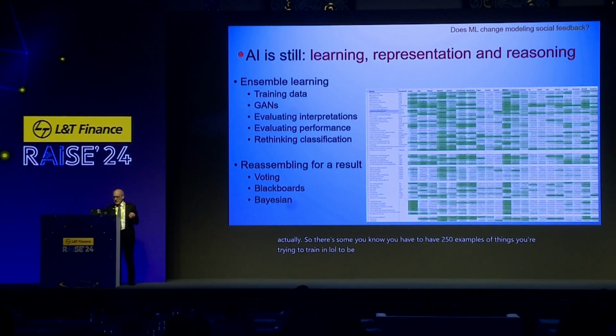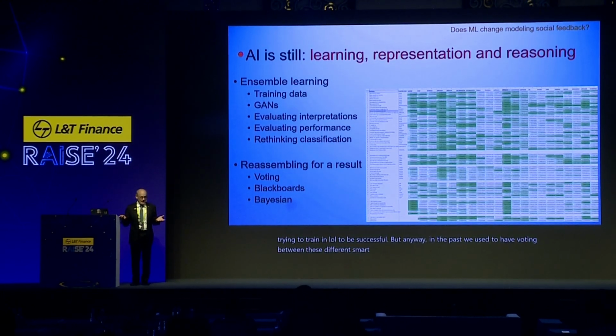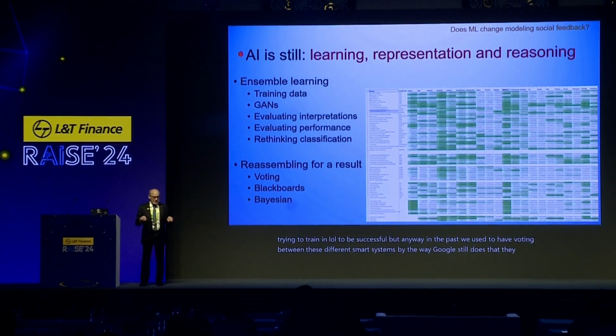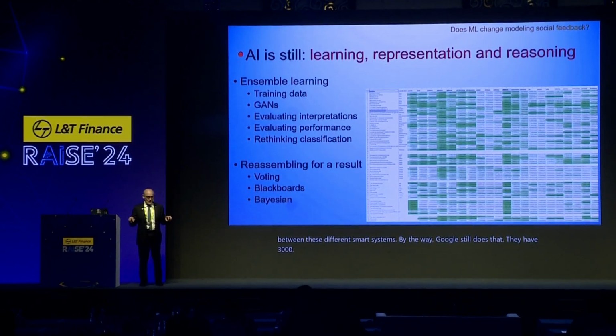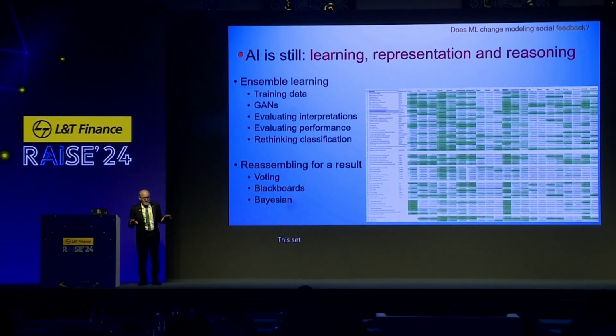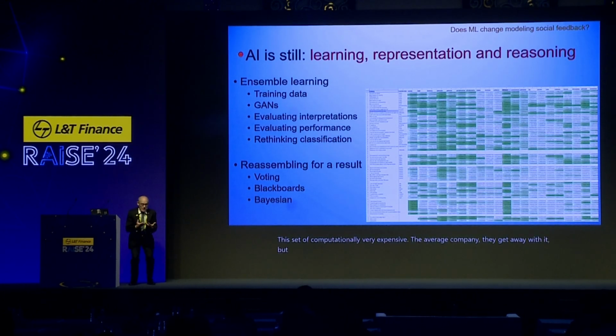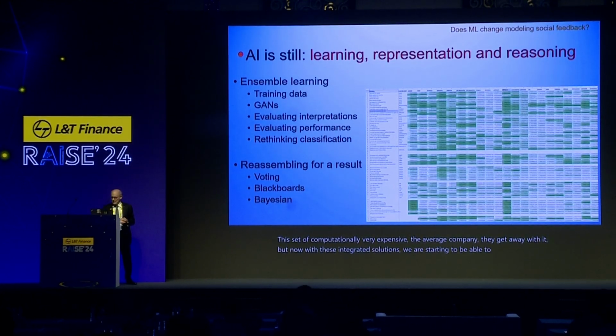But anyway, in the past we used to have voting between these different smart systems. By the way, Google still does that. They have 3,000 different intelligent agents inside of a search. And whenever you push the button, those 3,000 things are all deciding who gets to answer the question. So that's computationally very expensive. They're a rich company, they get away with it. But now with these integrated solutions, we are starting to be able to do better with our AI than that.